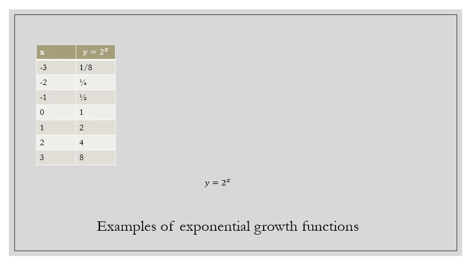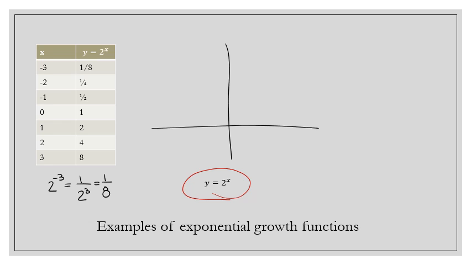Okay, so let's look at a few more examples of exponential growth. We're going to look at y equals 2 to the x. I made my t-table and filled it in for you. Keep in mind, if you have 2 to a negative power, so 2 to the negative third power, remember to bring this down as 2 cubed. So that's where the 1/8 came from. 2 to the negative second power is 1/4, etc.